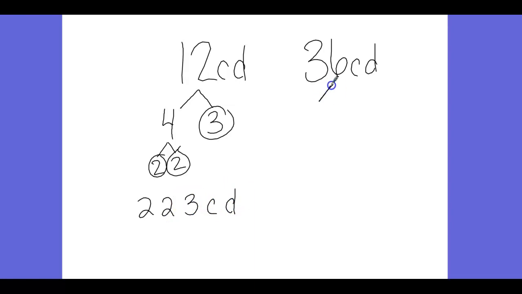What can I break 36 into? 6 and 6. I heard 6 and 6 or 12 and 3. I'm going to use 6 and 6 just because first one came to my mind. Then what would I break it into? 3 and 2. Are those all prime? Yes. So my prime factorization would be 2 times 2 times 3 times 3 times c times d.